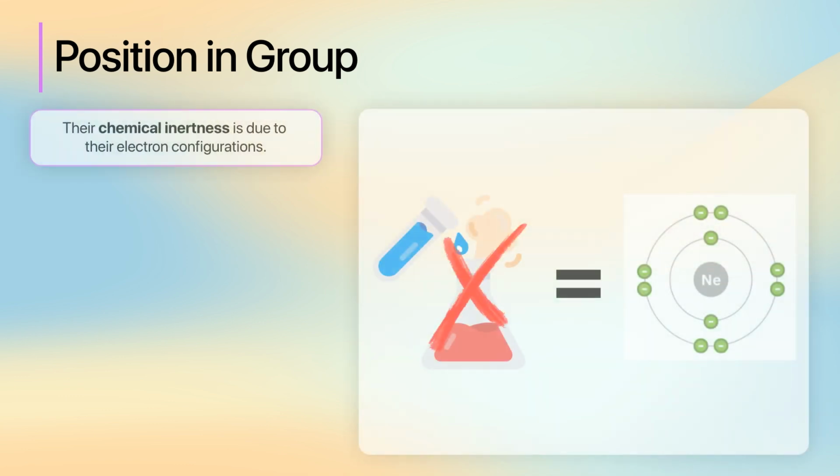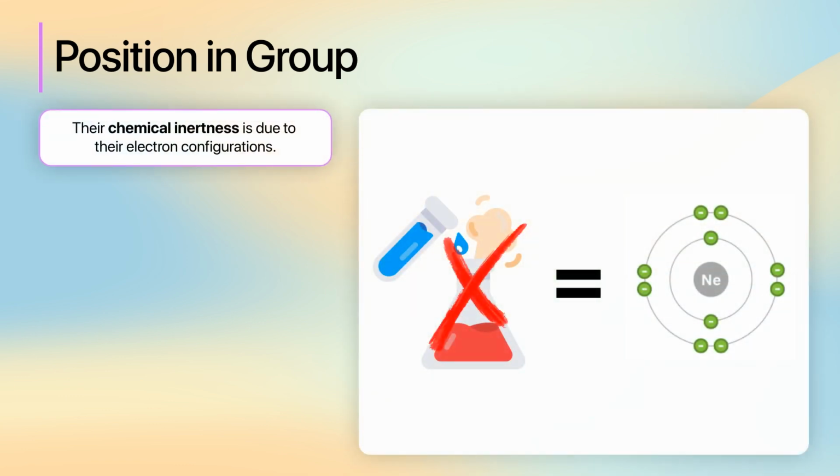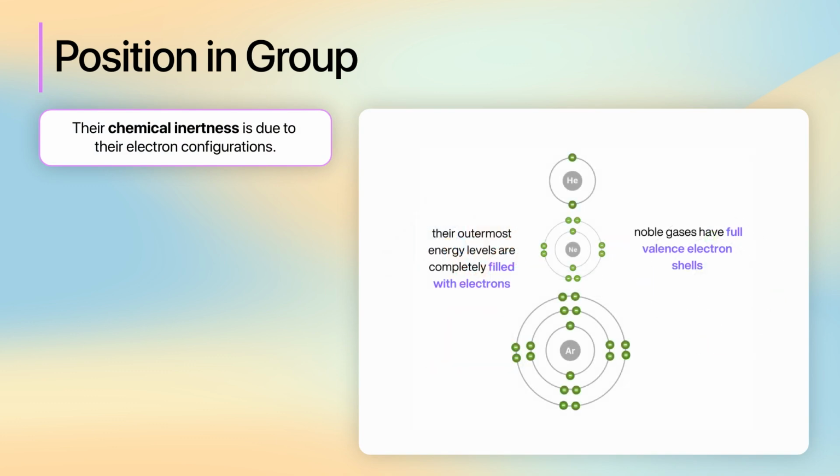Now let's have a look at the significance of noble gases' position in group 0. The reason behind their chemical inertness lies in their electron configurations. Atoms of noble gases have full valence electron shells, meaning their outermost energy levels are completely filled with electrons. To break it down further, let's look at what it means for an atom to have a full valence shell.